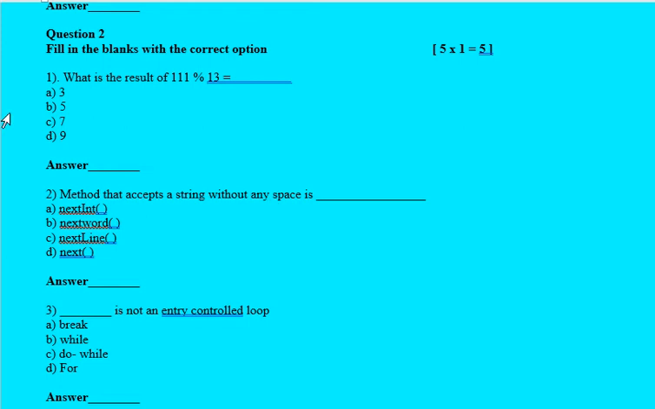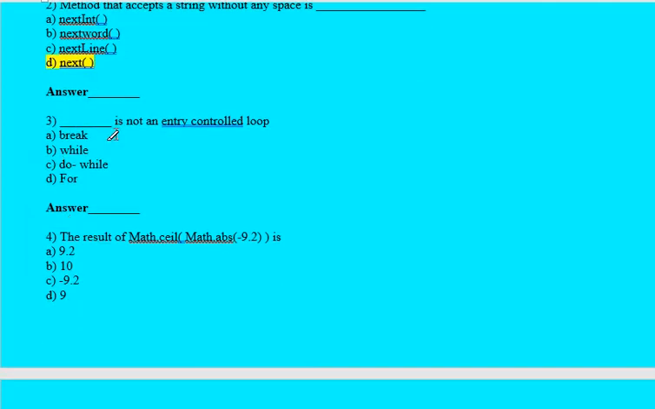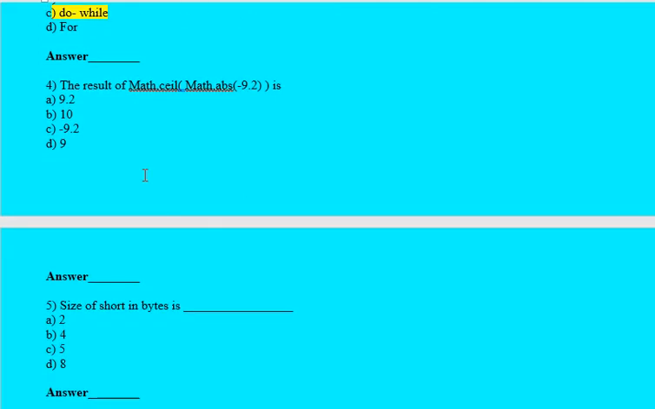Coming to the second question, it is fill in the blanks. What is the result of 111 modulus 13? So when you divide it, you get the answer as 7. Method that accepts a string without any spaces. Next. Dash is not an entry control loop. Do while. For loop and while loop are entry control loops. Break is a statement there, so it is not a loop. The result of Math.ceil of minus 9.2 is, you get this one because the ABS of minus 9.2 will become 9.2. 9.2 ceil will be 10.